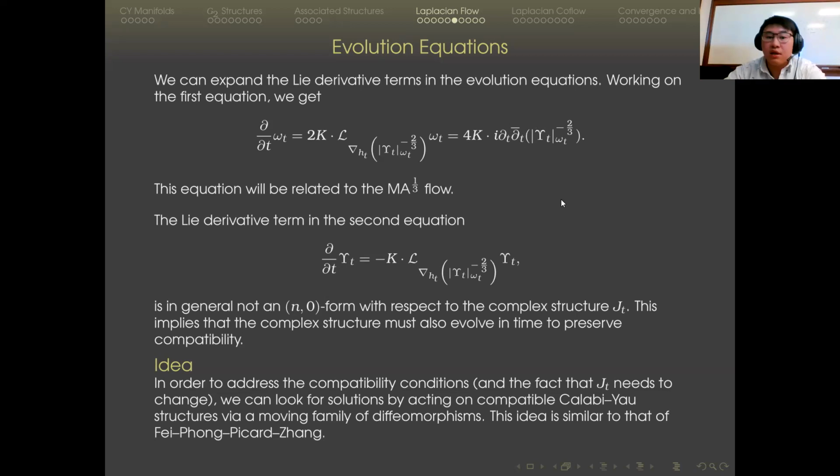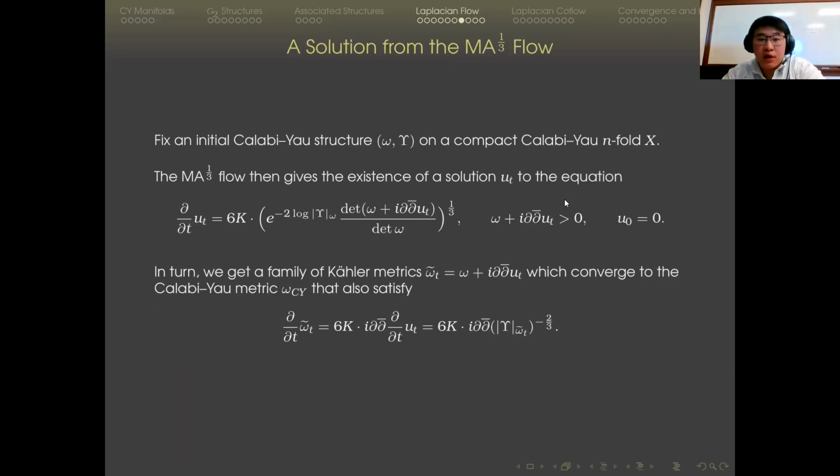If the complex structure changes, then del bar changes in that sense. So in order to look at solutions, we know that the complex structure is changing, and we want to address compatibility. One thing we can do is try looking for solutions by just acting on compatible structures by a moving family of diffeomorphisms. This idea is similar to that of a paper by Fei, Fang, Picard, and Zhang. So let's try doing that.